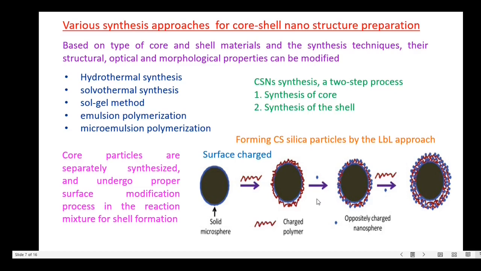The next step is immersion of the polymer-coated silica particle into a dispersion of oppositely charged nanospheres. So now we have a core particle with a double layer. One is the polymer coating, another one is the oppositely charged nanoparticle layer, and this whole process is repeated, that is, immersion into the polymer solution and the oppositely charged nanosphere dispersion, until the desired shell thickness is obtained. So this is the formation of core-shell silica particles by the layer-by-layer approach.